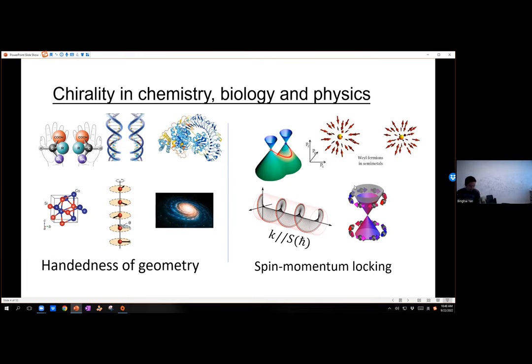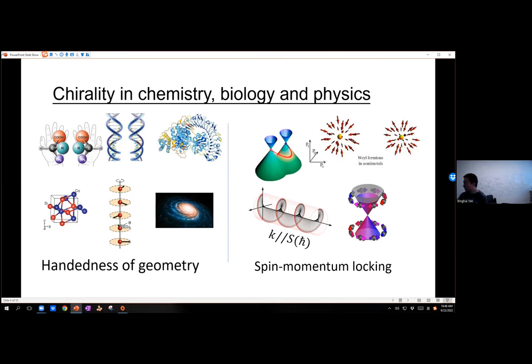At the same time, I always get a question from my solid state chemistry colleagues: what kind of chirality? What they mention is about this chiral atomic structure on the left. From small molecules to DNA and to a chiral crystal, sometimes we hear about this spiral spin structure, and even at larger scale, the shape of the galaxy. This chirality means the geometry in real space.